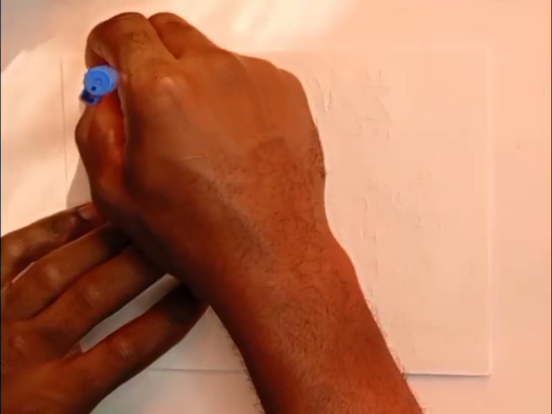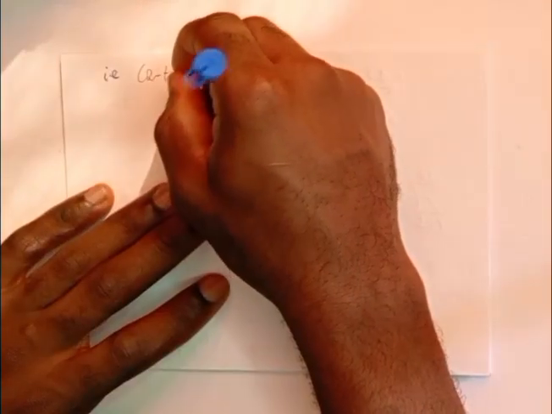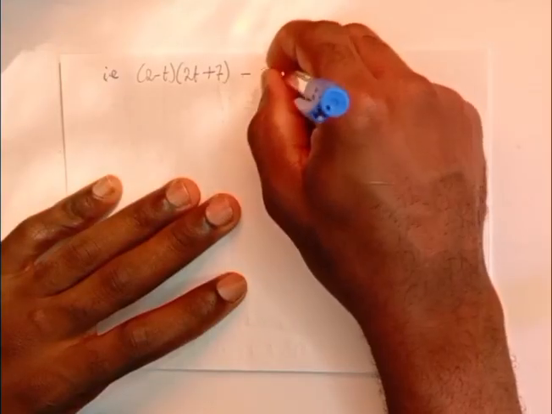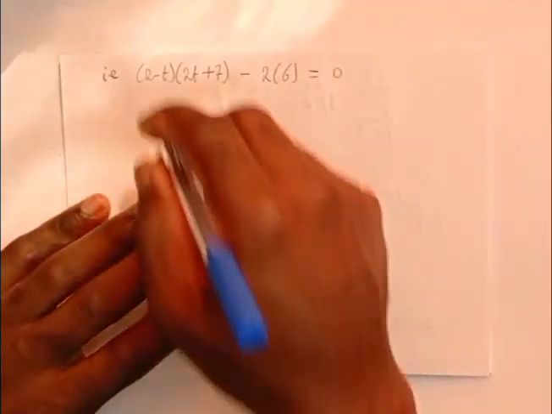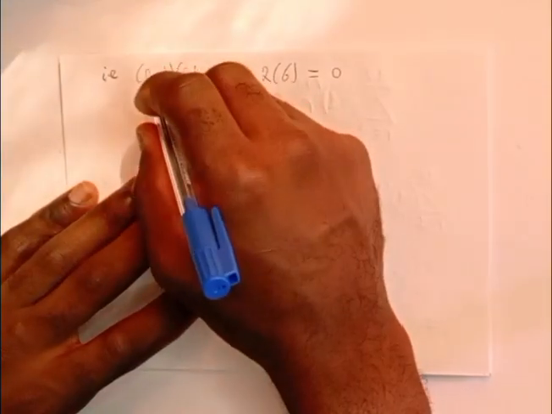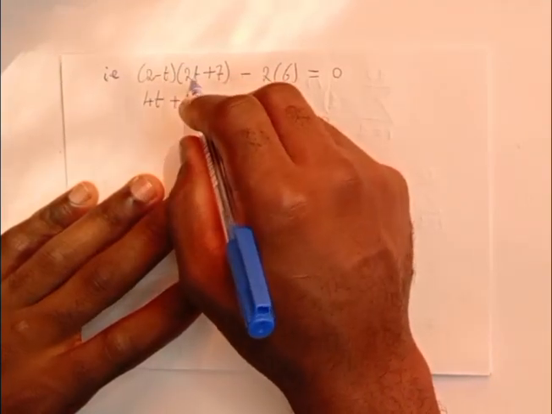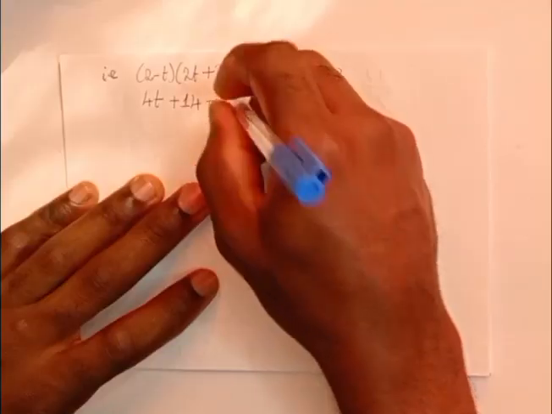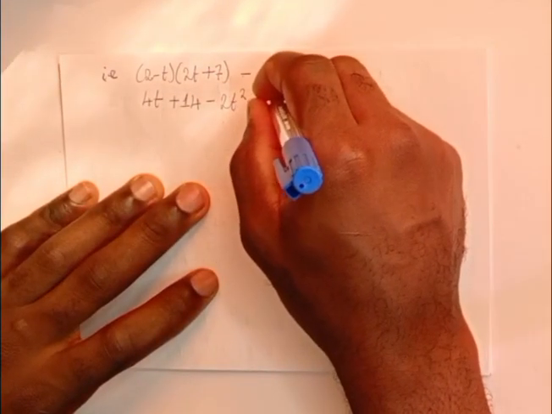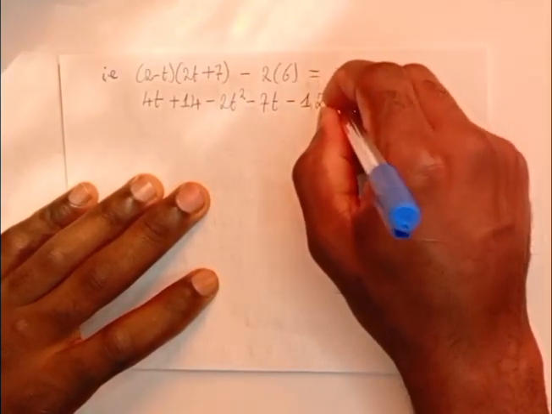That is, take 2 minus t times 2t plus 7, minus 2 times 6. We equate this to 0. We have to expand these two brackets. 2 times 2t gives us 4t. 2 times 7 gives us plus 14. Negative t times 2t gives us negative 2t squared. Negative t times 7 gives us negative 7t. Minus 2 times 6 gives us minus 12. We equate this to 0.